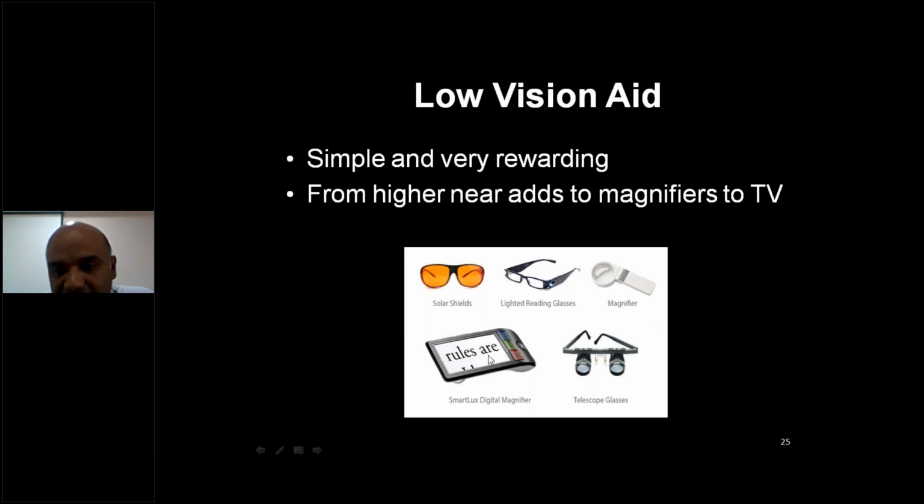So some examples. This is a digital magnifier. This is kept on the book. A small letter like this on the book will appear as a big letter like this to him. This is a lighted reading glasses which has lights in the glasses here, and it will increase the light on the book so that he will have better contrast and be able to read. Solar shields decrease the amount of ultraviolet rays entering the eye, and telescopic glasses will increase the size of the letters.